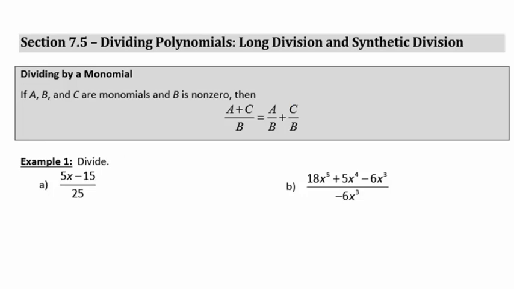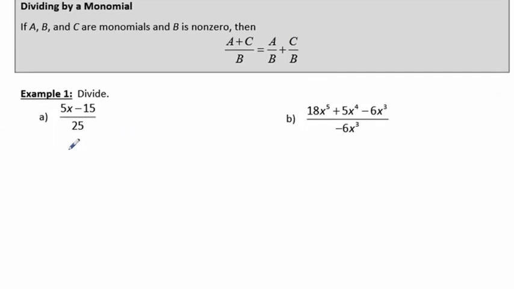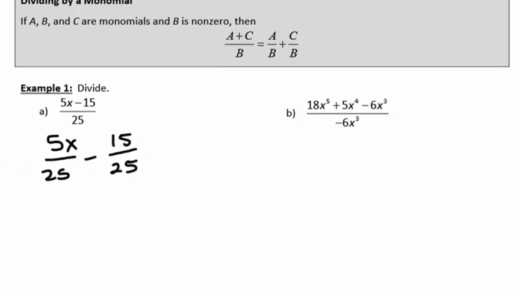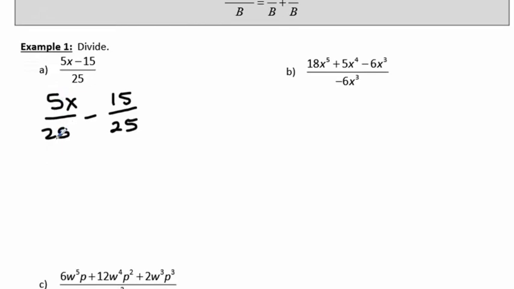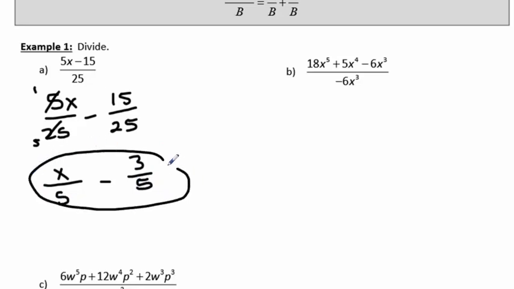So for instance, if we have 5x minus 15 over 25, we can separate this into the two fractions, 5x over 25 minus 15 over 25. And then we can reduce each fraction. So the first fraction, 5x over 25, is going to reduce, divide both of these by 5, to 1x, or x, over 5, minus 15 over 25, divided both by 5, will reduce to 3/5. So that's been divided and simplified.